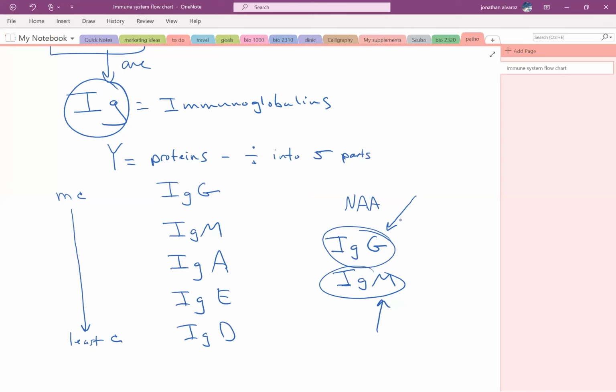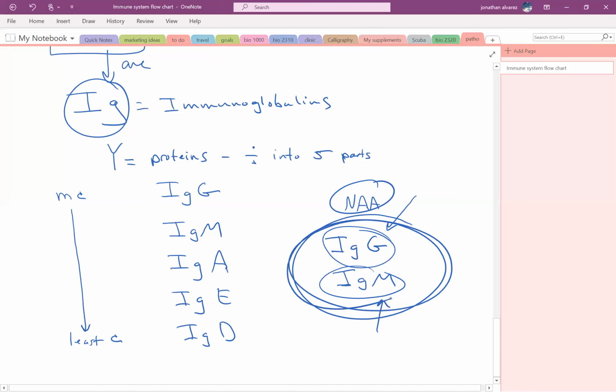The NAA test is the nucleic acid amplification. That's what it stands for. Think about that word, nucleic acid. We're looking for the DNA of viral cells. So that's a test you can do. These two are the more common ones that we're testing for.